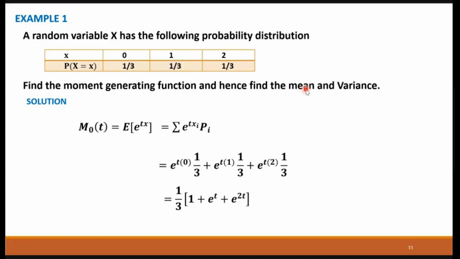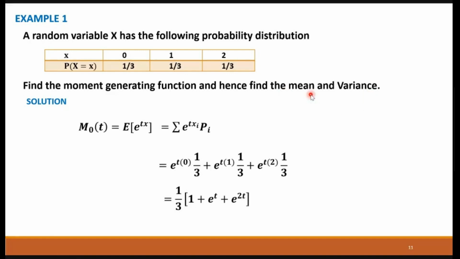ठीक है, so mu1 dash हम कैसे निकालेंगे? जो भी हमारा M0 of t है उसको differentiate करना है with respect to t and then put t equal to 0. So what we have to do is, M0 of t equal, this is the moment generating function, the first part is over. Hence find the mean and the variance.